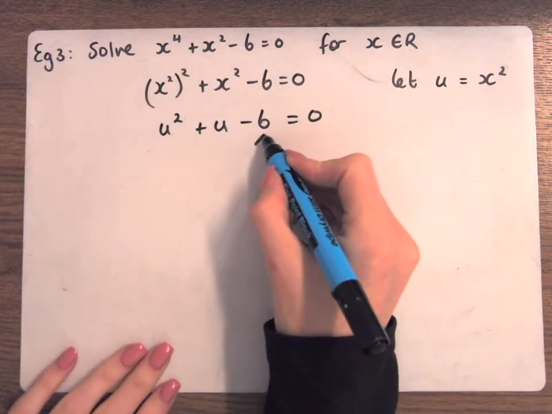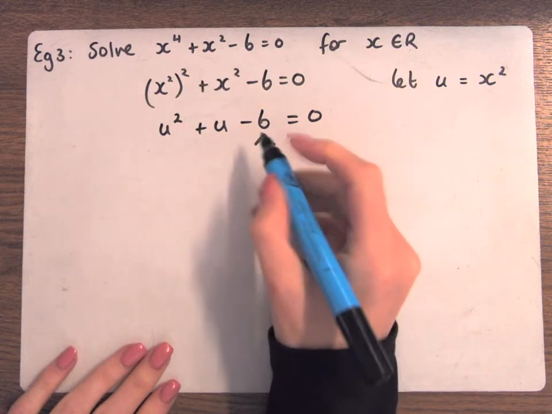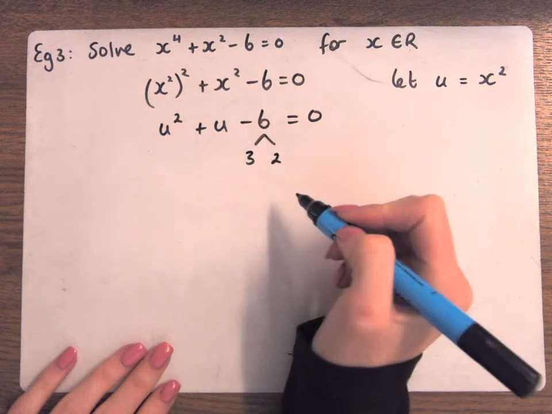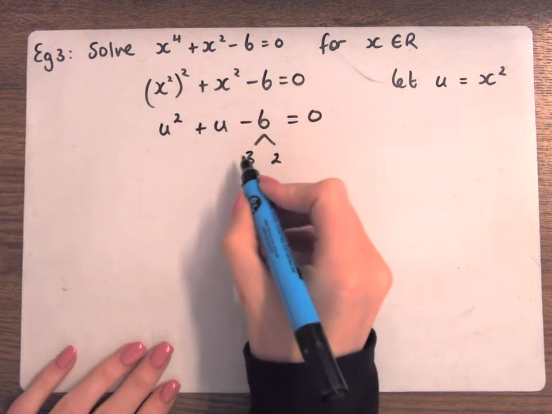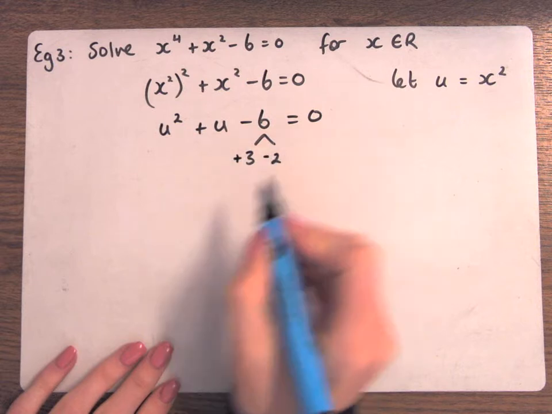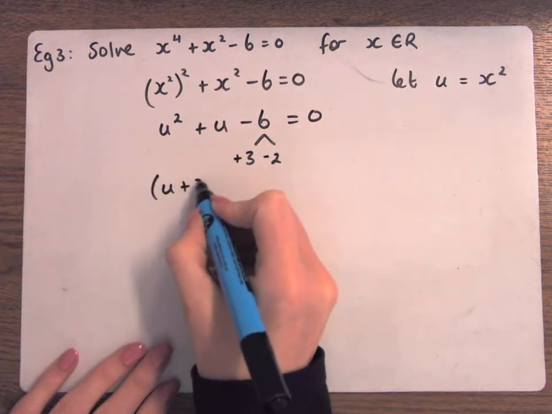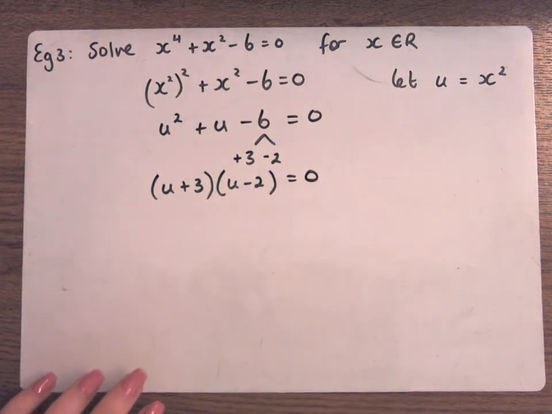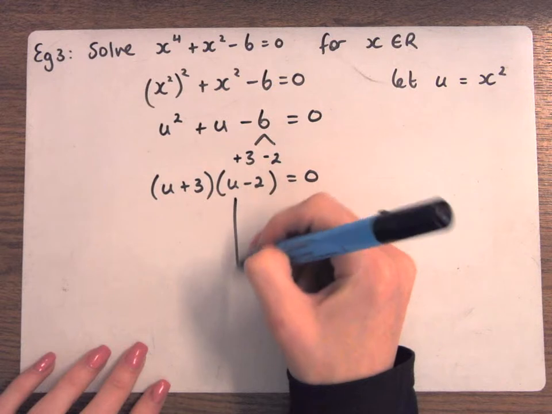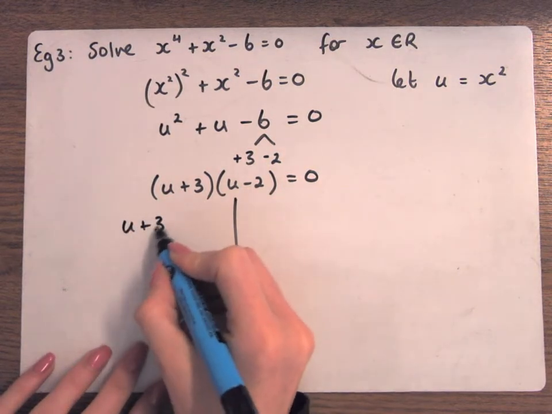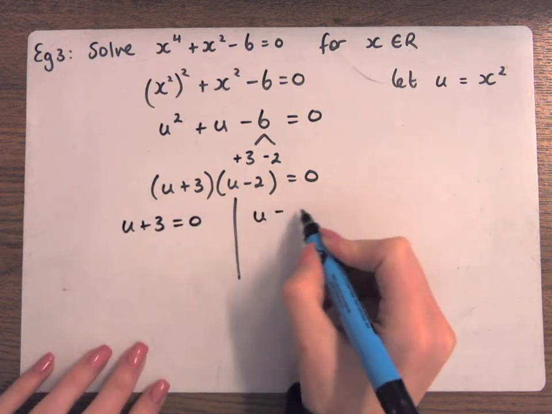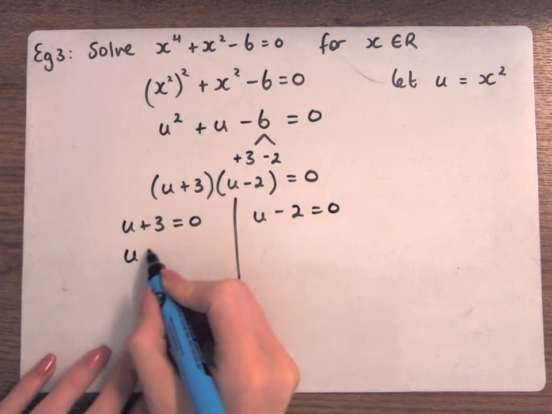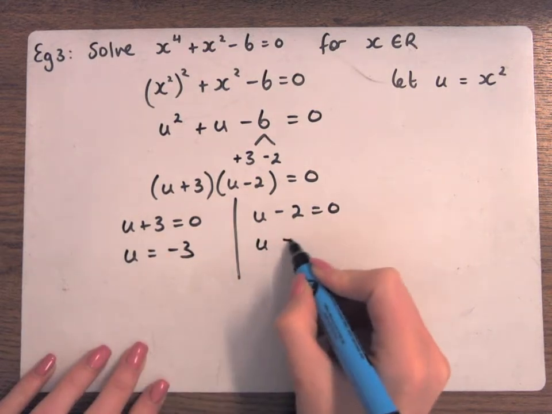Okay, have we factors of 6? 3 and 2. That'll give me a minus, so plus 3 and minus 2 equals 0. Where do you go from there? Split your page. U plus 3 is 0. U minus 2 is 0. So u is minus 3 and u is 2.